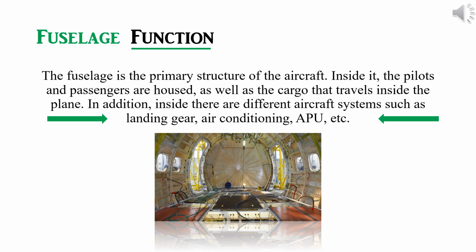Fuselage function. The fuselage is the primary structure of the aircraft. Inside it, the pilots and passengers are housed, as well as the cargo that travels inside the plane. In addition, inside there are different aircraft systems such as landing gear, air conditioning, APU, etc.